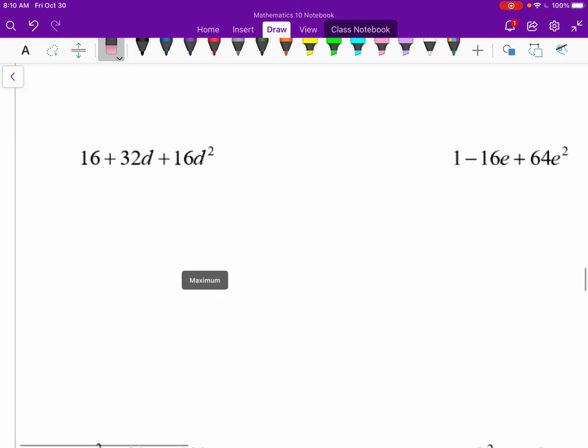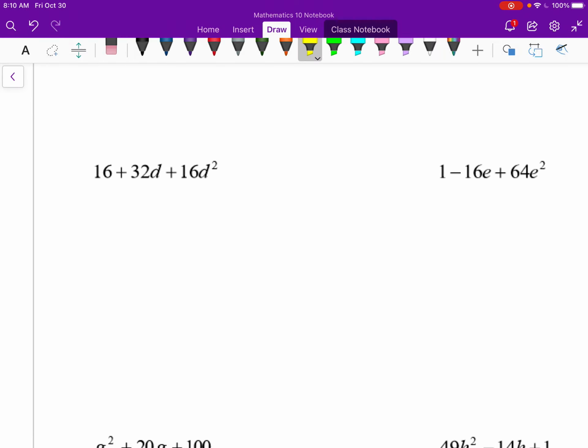Let's look at this one. Is this a perfect square? Well, it has three terms. That's a good sign. The first term is 16, which is the same as 4 times 4. The last term is 16d squared, which is the same as 4d times 4d. So I'm going to keep going. This may be a perfect square. If it is, the first term in the factors is going to be 4. The second term in the factor is going to be 4d.